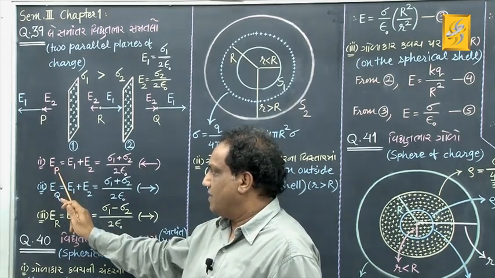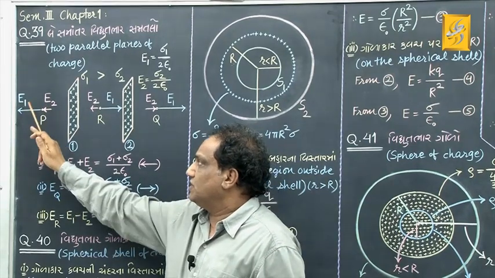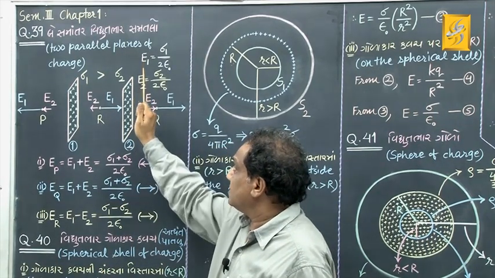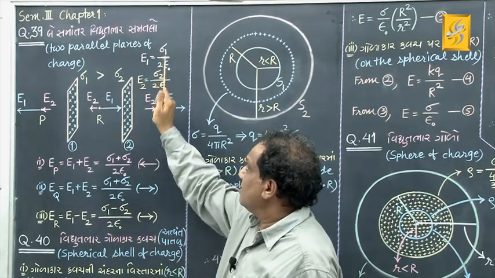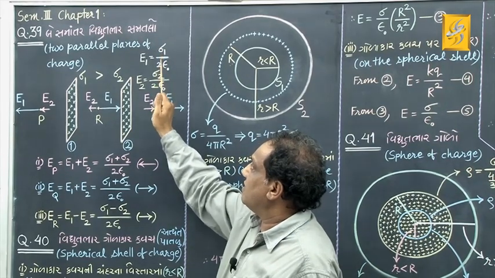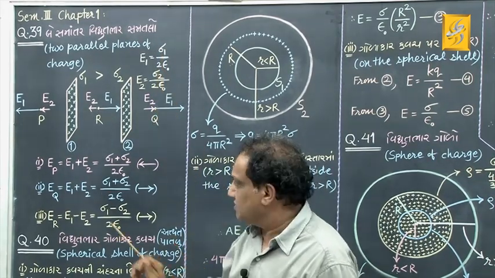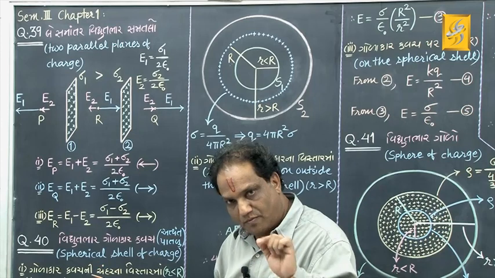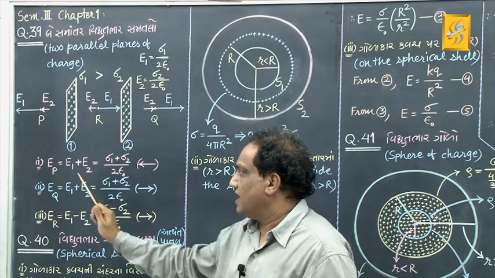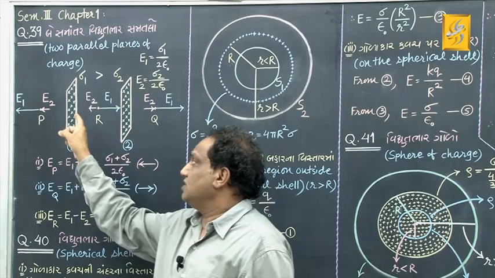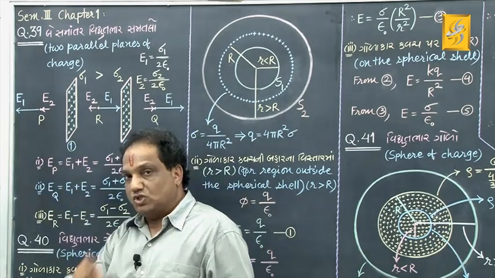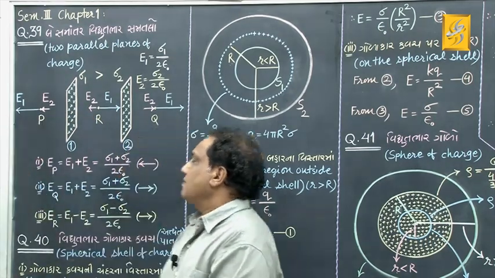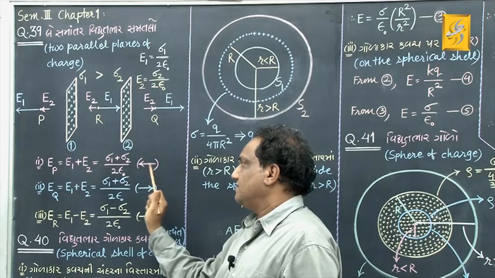Resultant electric field at point P is the scalar addition of these two, that is E1 plus E2, correct? E1 plus E2 means sigma 1 plus sigma 2 upon 2 epsilon 0. But what about direction of this electric field? Here both these vectors are pointing in the same direction. So resultant electric field is also in the same direction, that is towards left side. That's why I am putting arrow towards left.